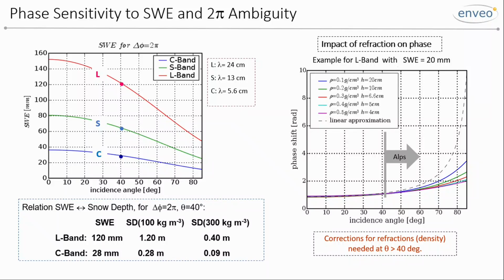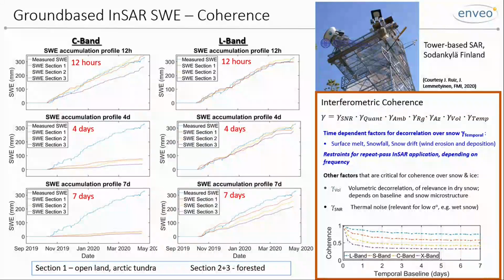That's very nice, because then we have really a direct relation between snow water equivalent and the phase, more or less independent of the density, grain size, and all of this. And that's, of course, very nice to have. So, some results on this.